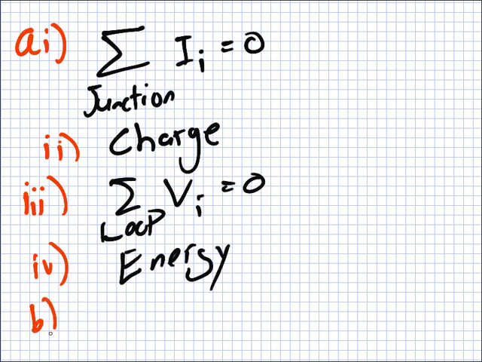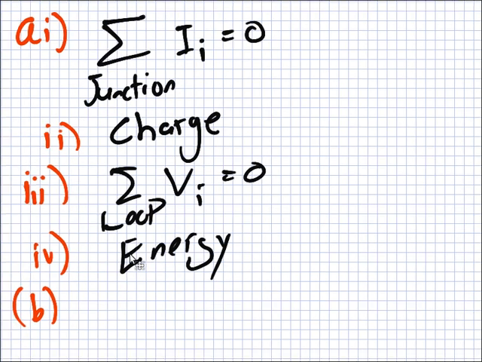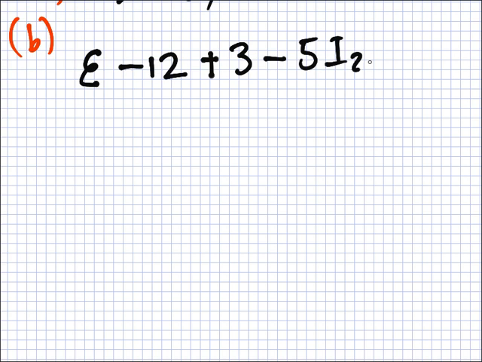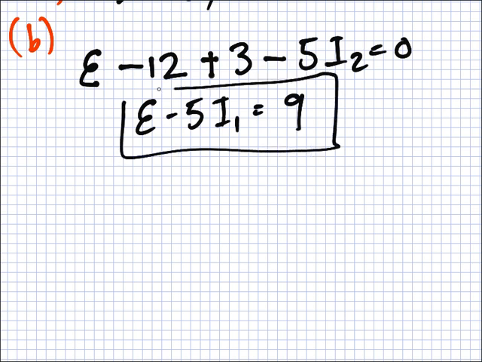Right, consider the circuit. Let's solve this circuit. Let us see. E minus 12 plus 3 minus 5i2. I'm looping outside, starting at E going down. So I have E minus 5i1 equals 9. Is that right for equation 1?